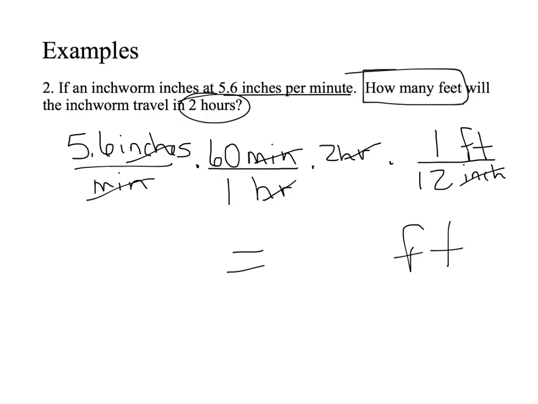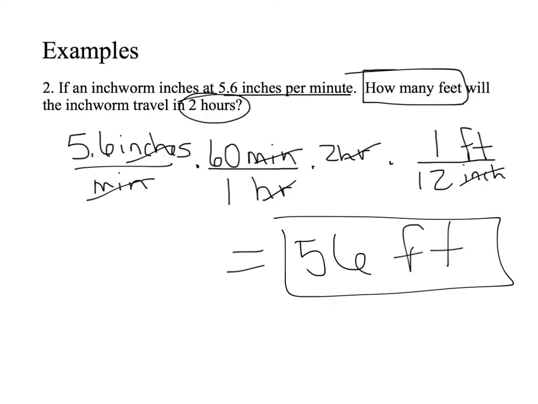In your calculator, you're going to do 5.6 times 60 times 2 times 1 divided by 12, because 12 is on the bottom. So try it and see what answer you get. I got 56 feet. It's important for you on these examples to really try it on your own and then watch mine so that you make sure you're doing it right without me helping you.